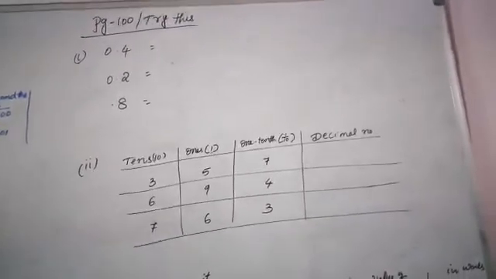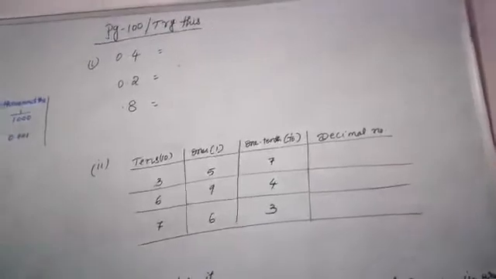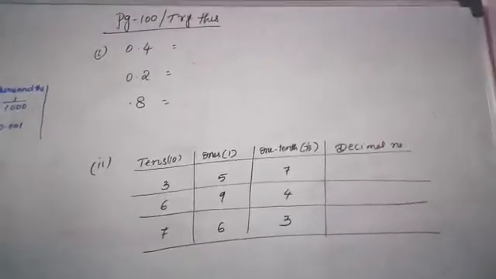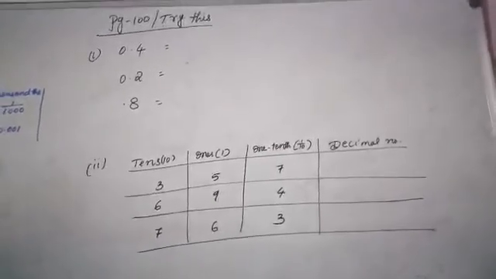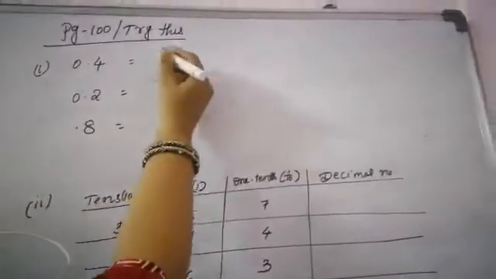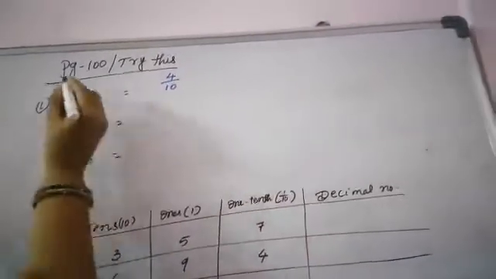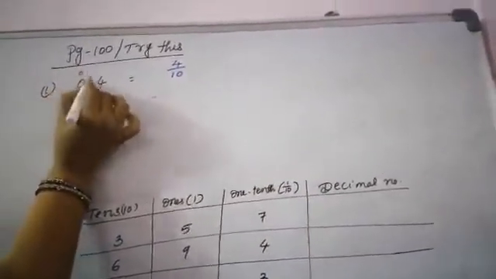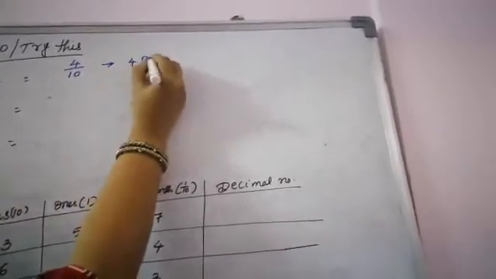First question, read the question children. Write the fractions for the following decimals and also find how many tenths parts there are in each case. This is a decimal form, 0.4. How to write it in fraction form, children? 4 by 10. See, this is the ones place. The point, then the tenths place. So 4 by 10. How many parts are there, children? 4 parts out of 10.